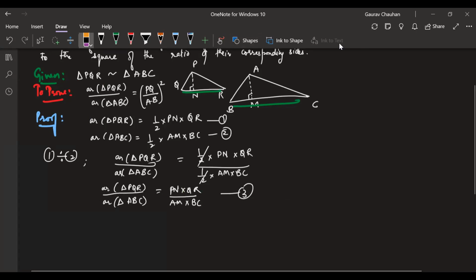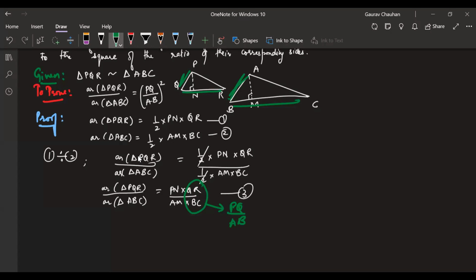See how I'm thinking here. I have to reach PQ by AB into PQ by AB, right? Because I have a square on the right side. This part is already PQ by AB. How is it? Because these two triangles are similar, PQ by AB is equal to QR by BC. So I have to do something to make PN by AM, this by this, also equal to PQ by AB. Can I do something to make this happen? If that much is done, I am set.